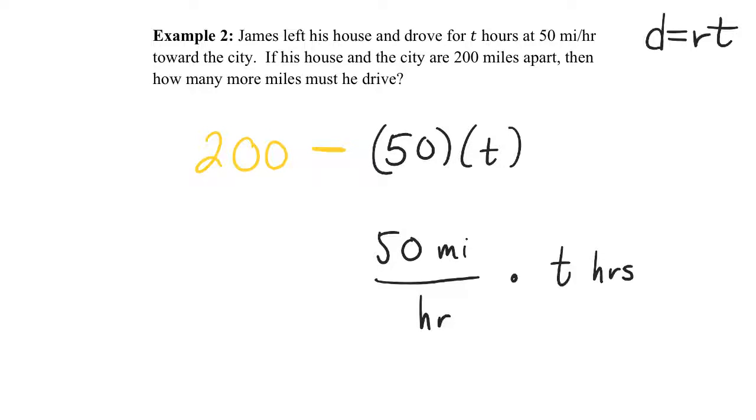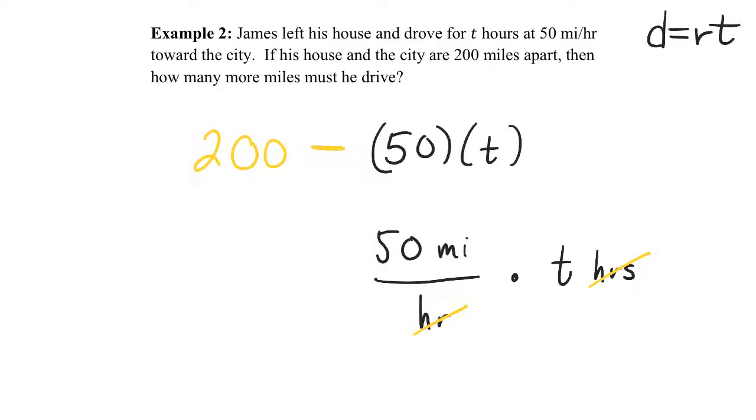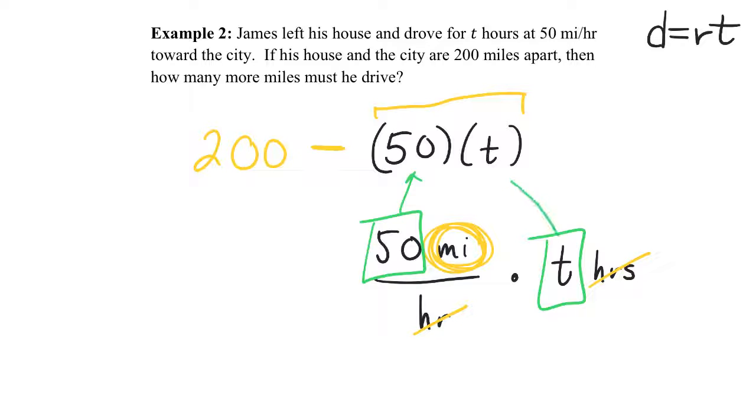What happens to hours? What am I left with, units? Miles. Just the units I'm left with are just miles, right? So I know that this quantity, when multiplied, has units of miles. Well, what numbers am I multiplying? I'm multiplying 50 times T. So that's where this comes from right here.